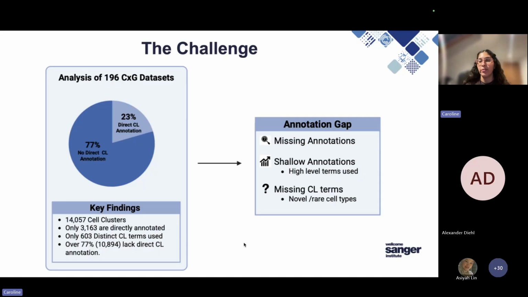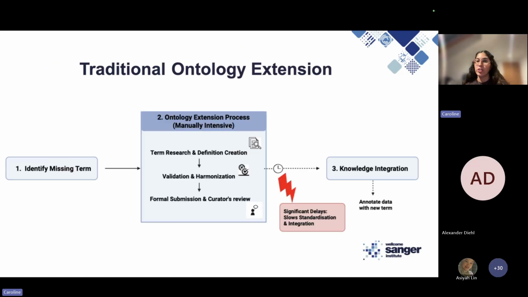So, for example, when novel rare cell types are being identified, and terms are missing from the cell ontology, the challenge becomes even more complex, because the annotation workflow has to stop and shift into more of a traditional ontology extension process, which is manually intensive.